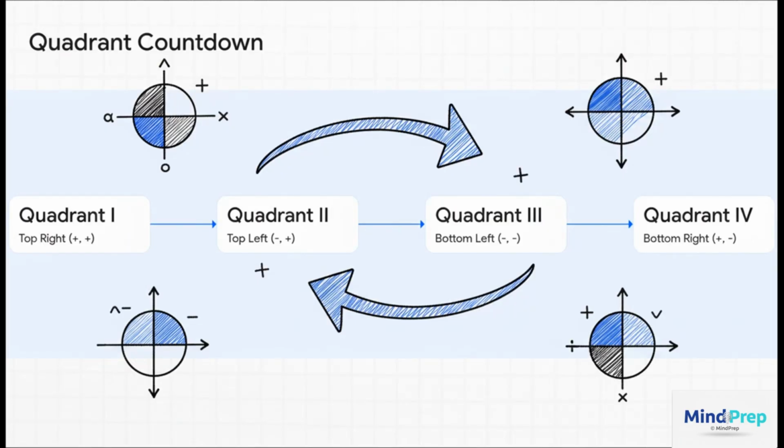And the pattern is super easy to follow. We just go on a little tour, counterclockwise. We start up in the top right, that's quadrant I, where both numbers are positive. Then we swing over to the top left for quadrant II, where x is negative but y is positive. Then we drop down to the bottom left, quadrant III, where both numbers are negative. And to finish it off, we go to the bottom right, quadrant IV, with a positive x and a negative y. And that's it. That's the entire layout of our map.